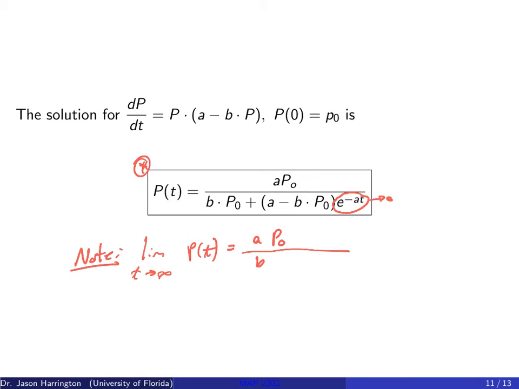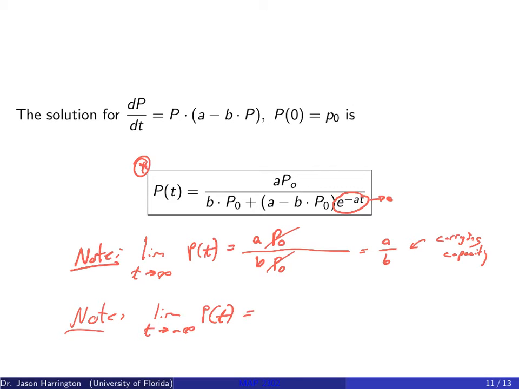And the bottom becomes B P naught. So the P naughts cancel, just leaving you with A over B, which is our carrying capacity. So that's going to be what's called our carrying capacity. And then we also have that the limit as t goes to negative infinity, of course, is going to be 0. So if you go back in time, then it goes to 0. And also note the limit as t goes to negative infinity for P of t is going to be equal to 0.